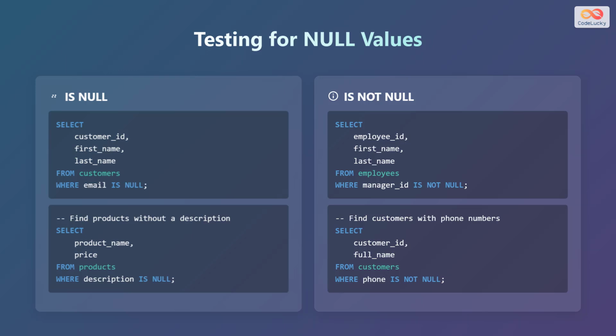Next up is IS NOT NULL. This operator checks if a value is not null. Let's look at some example queries. Select employee_ID, first_name, last_name from employees where manager_ID is not null. This query will return all employees who have a manager assigned. In other words, employees whose manager ID is not null. Here's another example. Select customer_ID, full_name from customers where phone is not null. This query will find all customers that have a phone number listed.